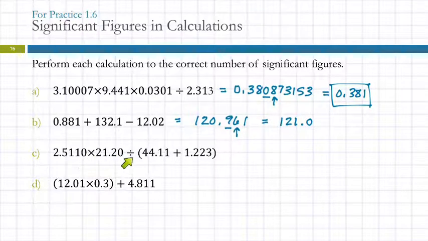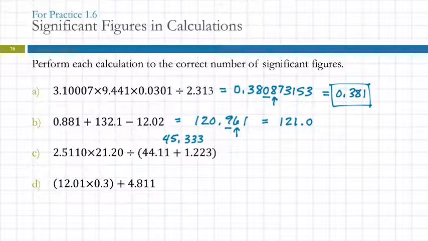Letter C, we've got multiplying, dividing, and adding. And so now we need to think about order of operations and applying the rules only to the operations that they apply to. So I have to apply a different rule to the adding than I do to the multiplying and dividing. So what I'm going to do on my calculator is I'm going to do the adding first. 44.11 plus 1.223. I'm going to press equals, and I'm going to make a little note of it here to myself. 45.333 is what my calculator shows me.